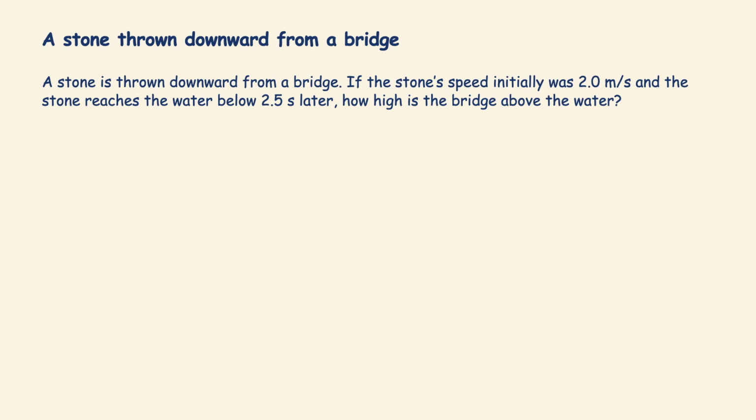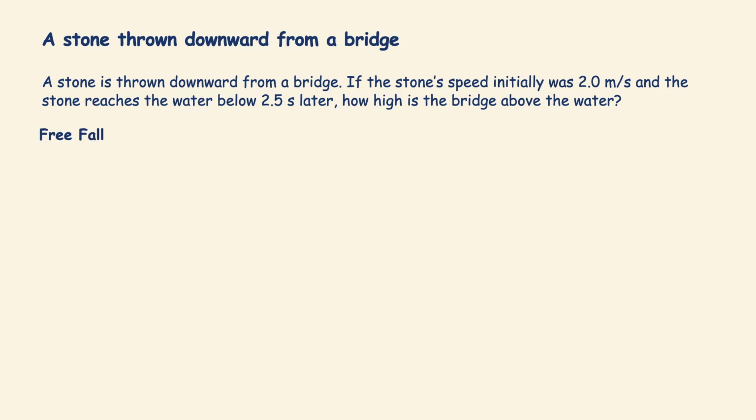So now we have an example in which a stone is thrown downwards from a bridge. If the stone's initial speed was 2.0 meters per second and the stone reaches the water below the bridge 2.5 seconds later, the question is, how high is the bridge above the water?